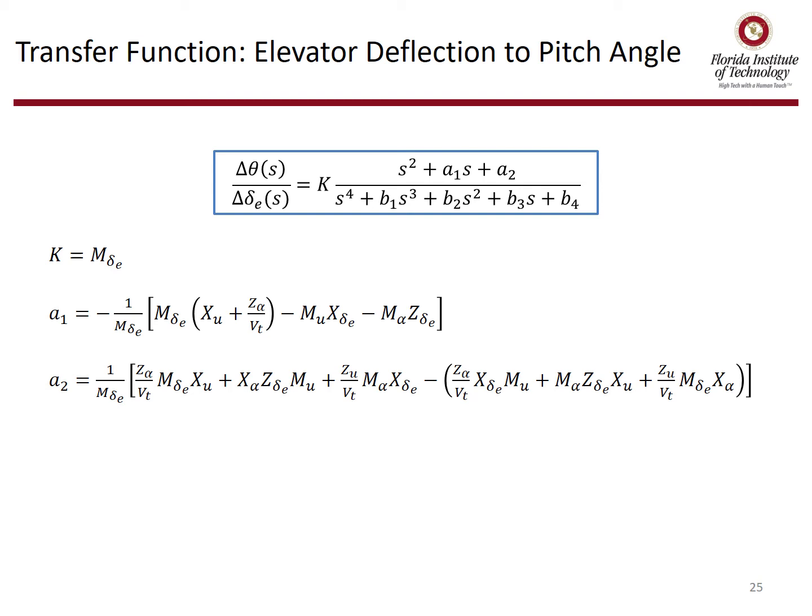When you do the determinants, and I encourage you to run through this as an exercise, you'll end up with a transfer function that has a second order polynomial with some A coefficients in the numerator and a fourth order polynomial with some B coefficients in the denominator and a constant K. In this case, K is none other than m delta E. The coefficients A1 and A2 are defined below in terms of the stability derivatives, the control derivatives, and all the other elements of the matrices A and B.